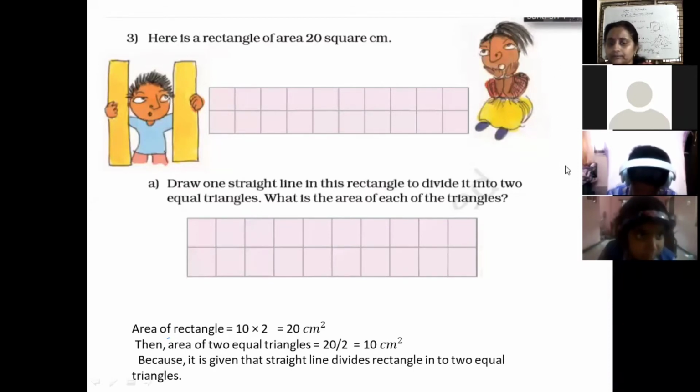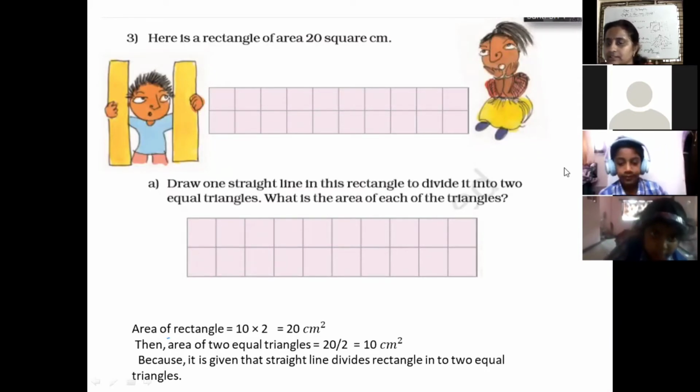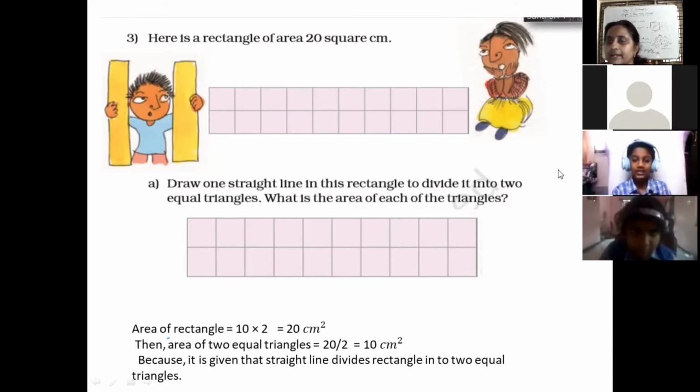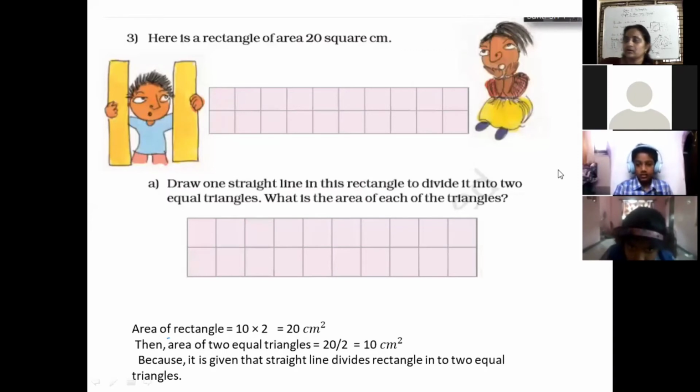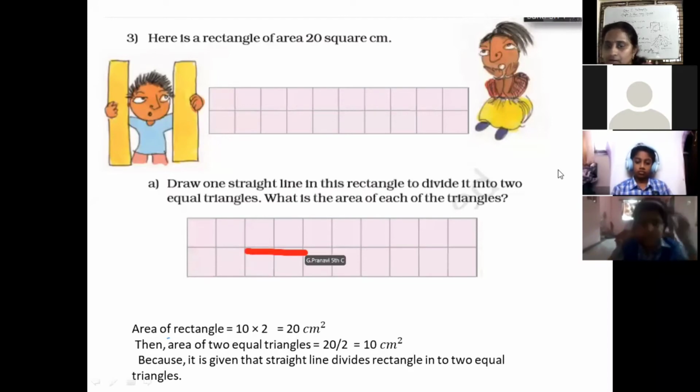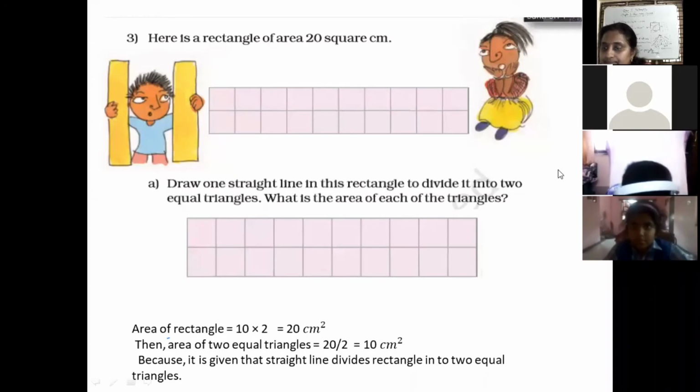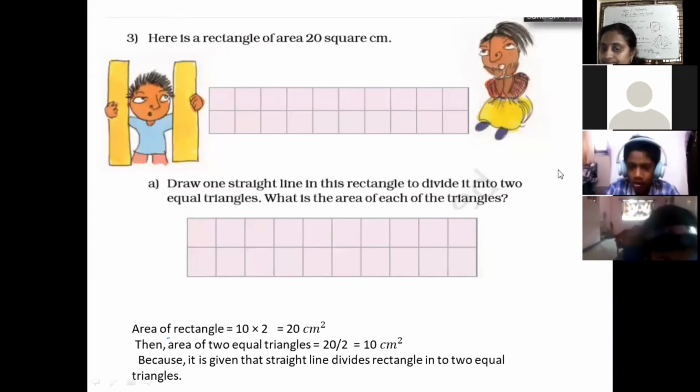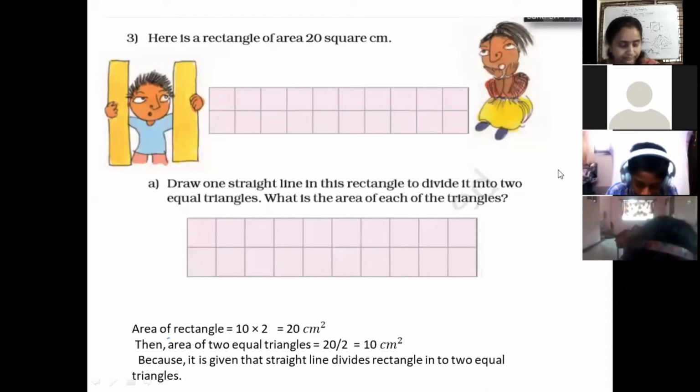Pranavi, do it. Make it half using one straight line. That means divide it into two equal triangles. You have to divide the given rectangle into two equal triangles. Triangles, Pranavi. Make it fast.